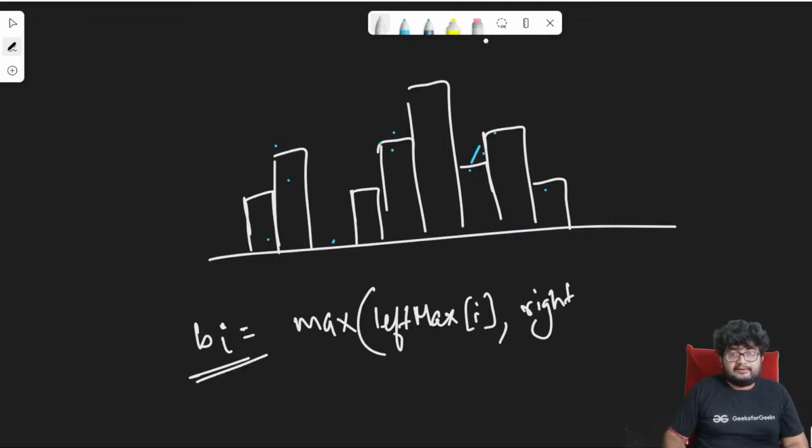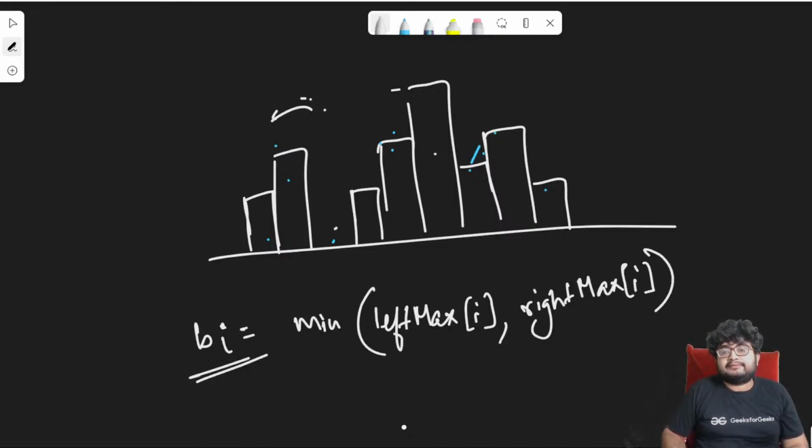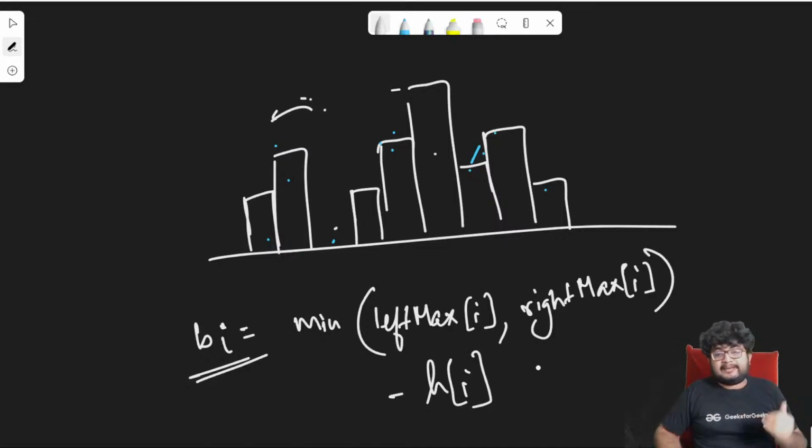Sorry, we can store only the minimum of, just consider this building as an example. Here the right max is this much, but we cannot store this much water, right? Because it will overflow this side. So the minimum of left max of I and right max of I, minus the height of I, that is the amount of water that we can store. And this is the exact solution for the problem.